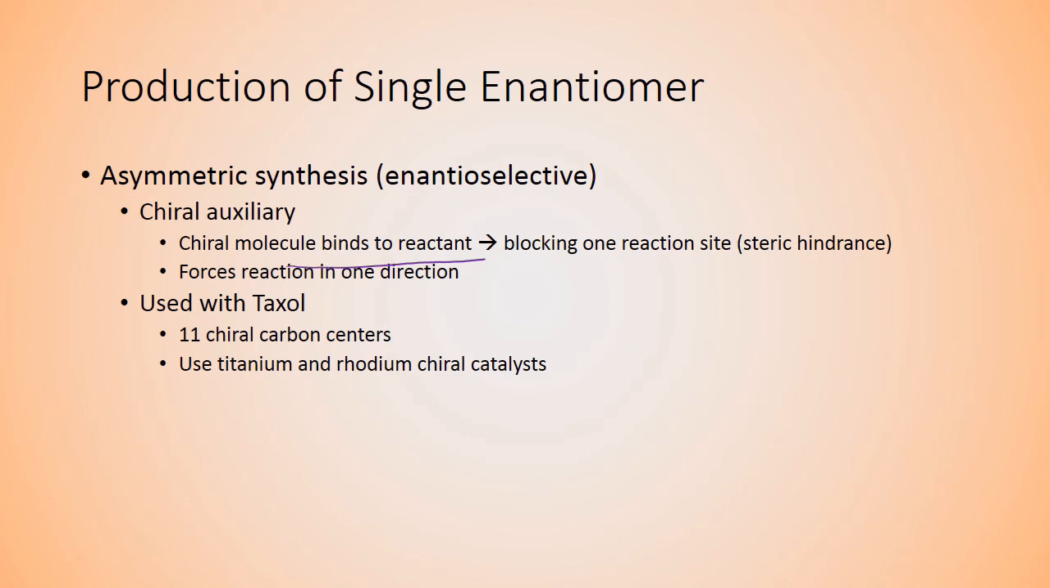So we are going to use titanium or rhodium chiral catalysts, attach them to those carbon centers so that any other side chains that we're going to attach during the process of creating Taxol are appropriate. So methods using the catalysts contain the transition metals because they're a little bit less reactive and our body's not going to react against it as much.